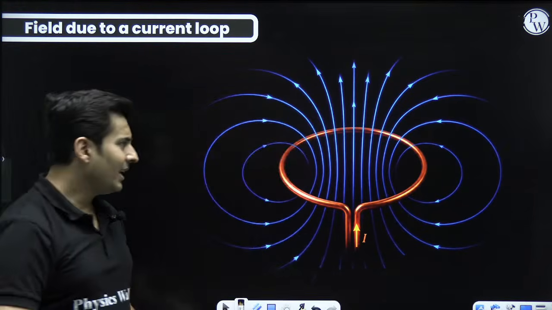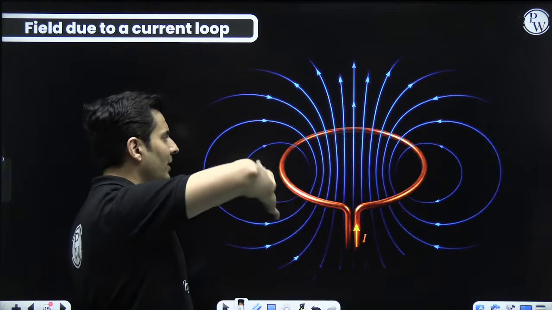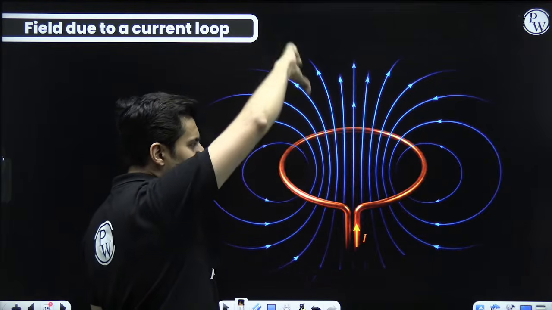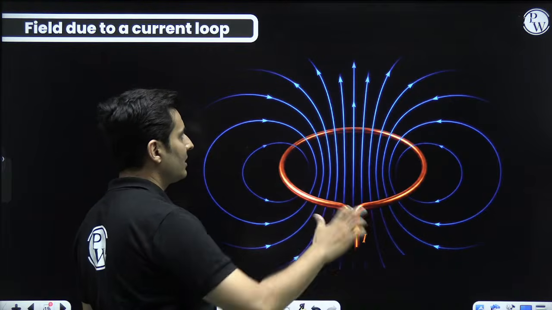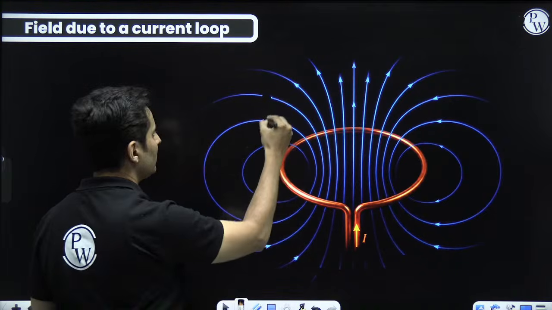That's all. If the current flips in direction, if it goes like this, then you will see the magnetic field lines will come inside. That's all. Okay, so that is what this is.